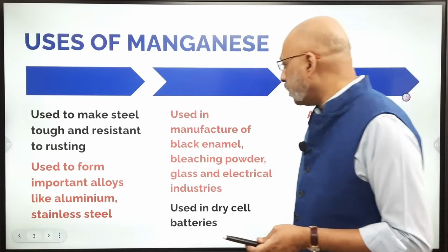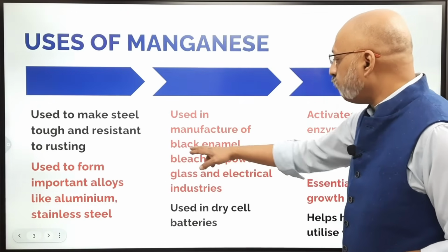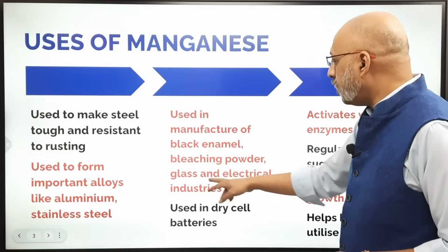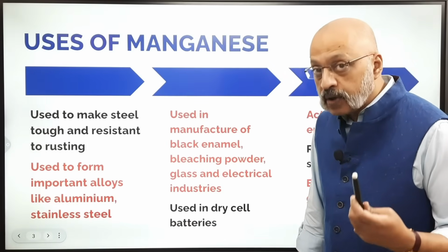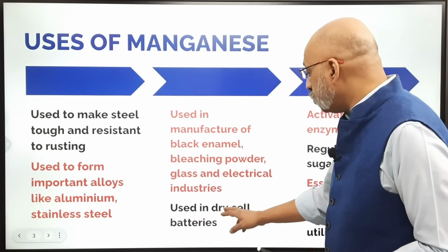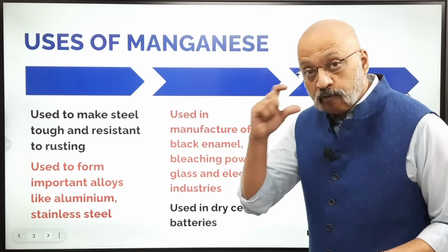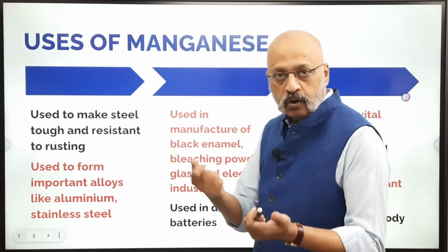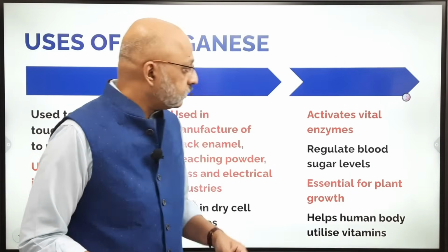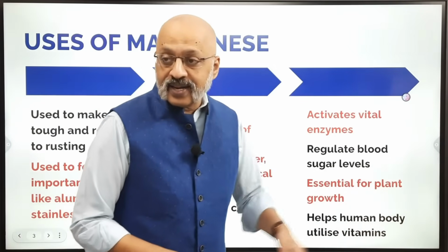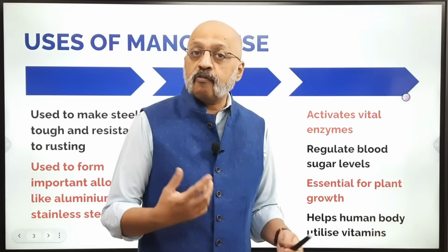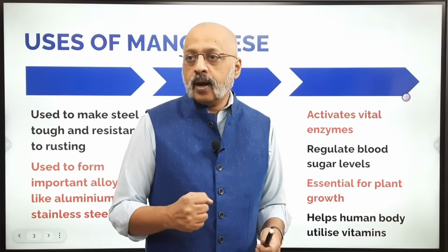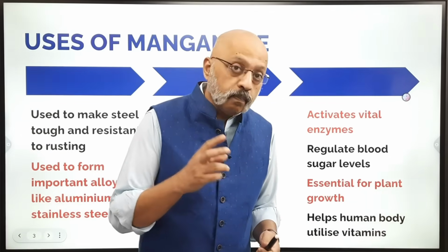This is again important. It is used in the manufacture of black enamel, bleaching powder, glass and electrical industries. This is another big use of manganese. It is used in dry cell batteries, the kind of batteries that you get, which we use for different kind of white goods. It activates vital enzymes. Now, this is an important part for metabolism of fats and proteins. Okay. And it can regulate also blood sugar levels.